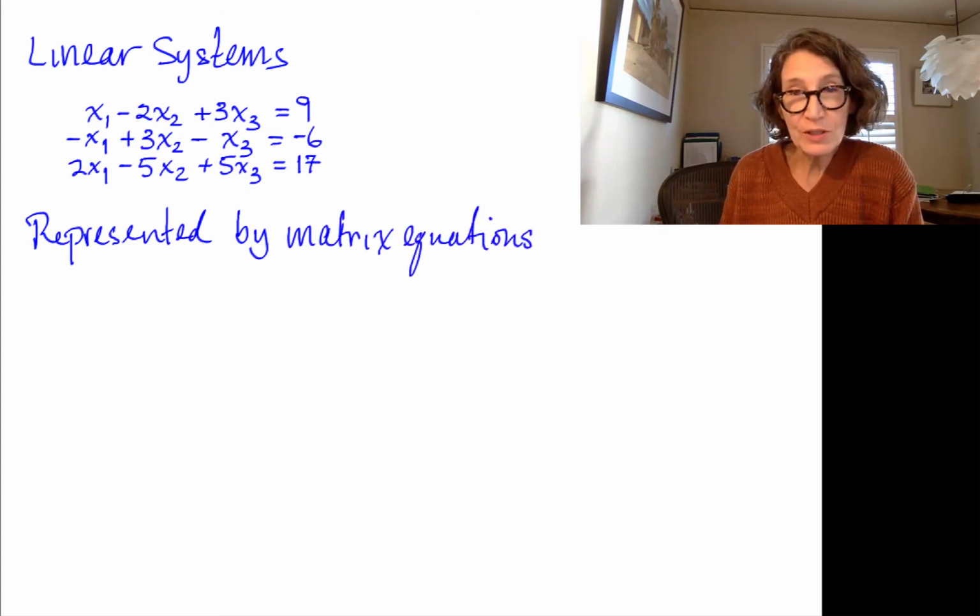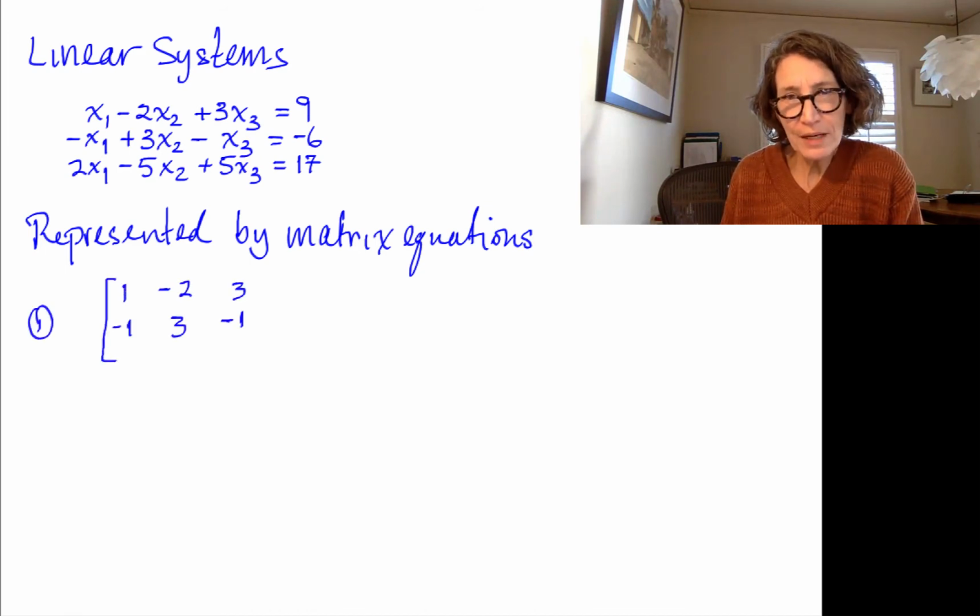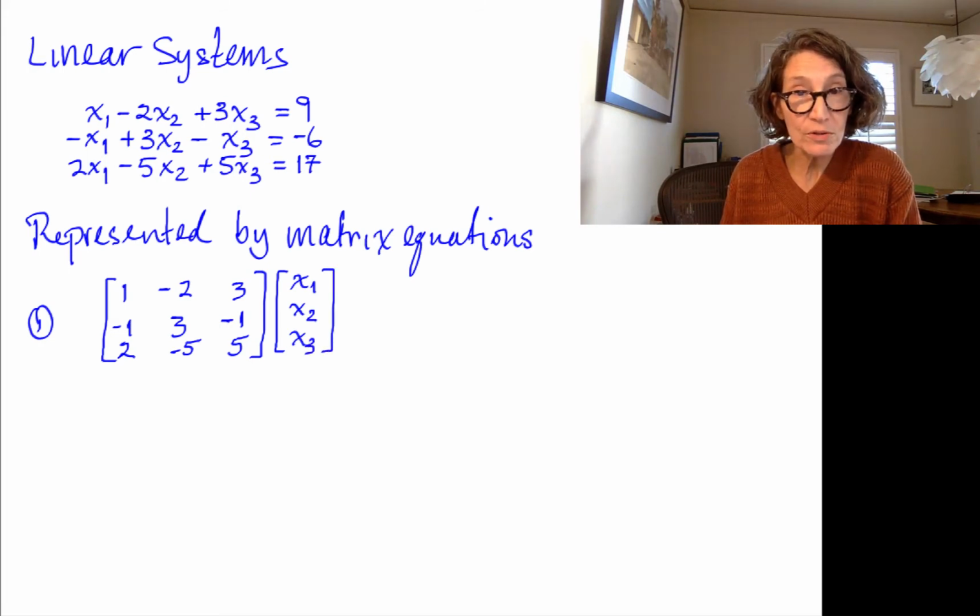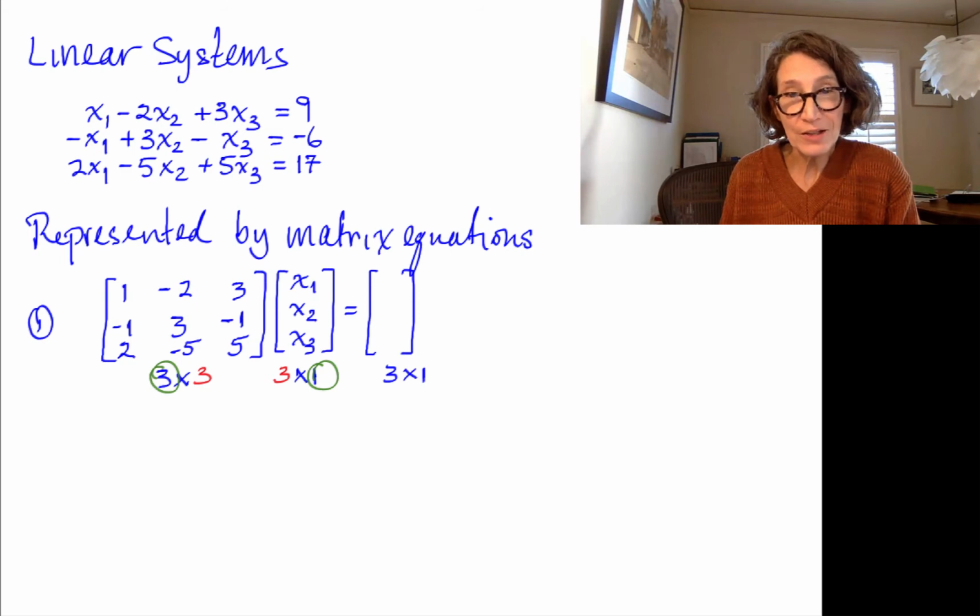So the first matrix equation is just the coefficient matrix of the system multiplied by what we call a column vector whose components are just the three unknowns, x1, x2, and x3. And we're going to set this equal to another matrix. Well, the other matrix, because we're multiplying a 3 by 3 times a 3 by 1, the resulting matrix is going to be a 3 by 1 as well. So that's called a column vector.